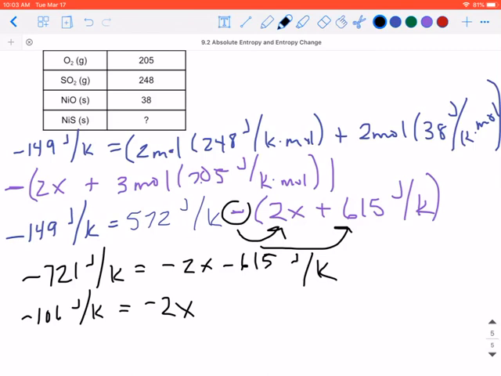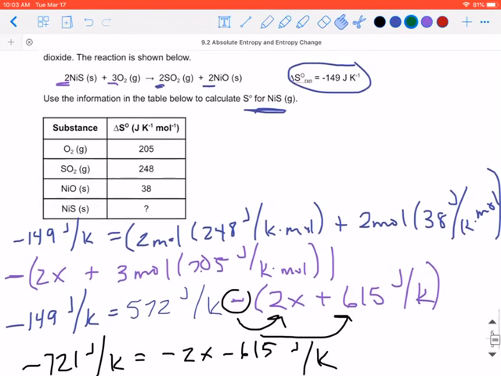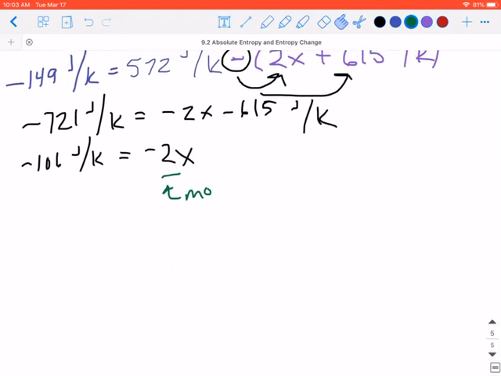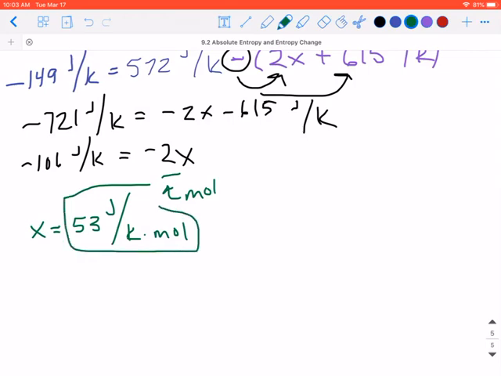So I'm going to divide two negative numbers, which means it's going to turn into a positive value. Again, remember this 2 here is representing the amount of moles. So in this case, x is going to equal 53 joules per Kelvin times moles. Okay, so I hope you guys got that right. If you did, nice job. If you didn't, hopefully you see where you went wrong.